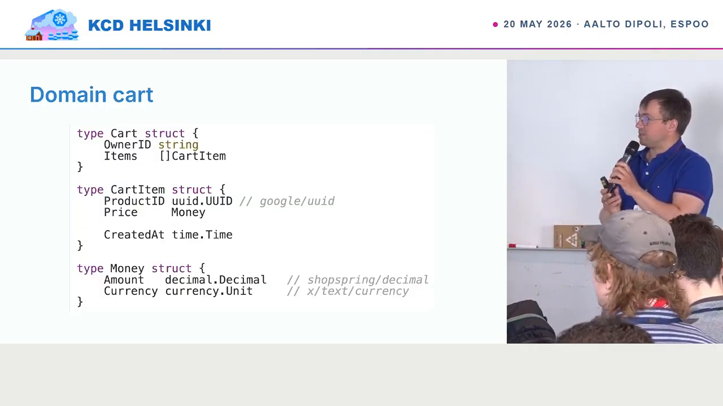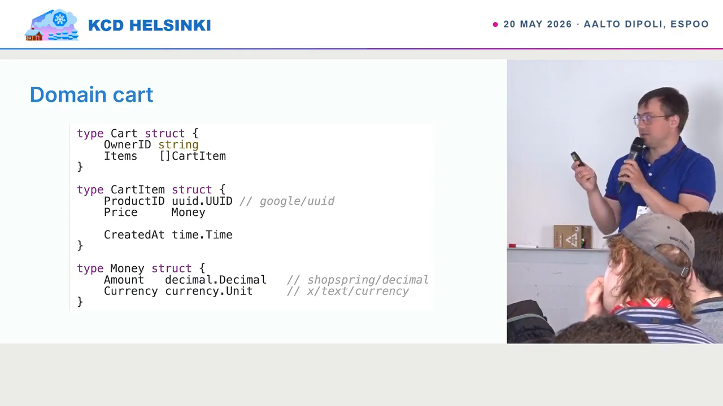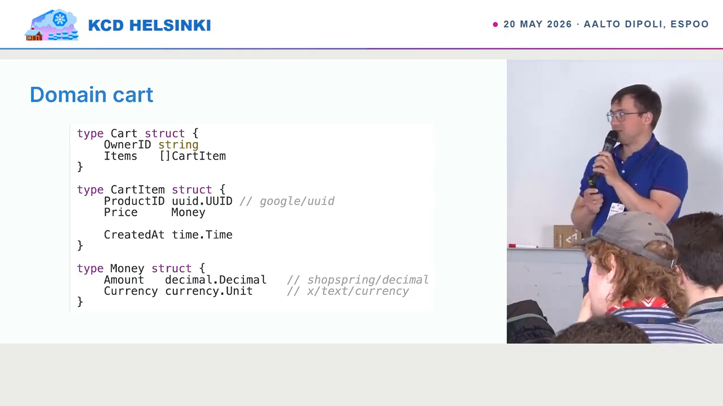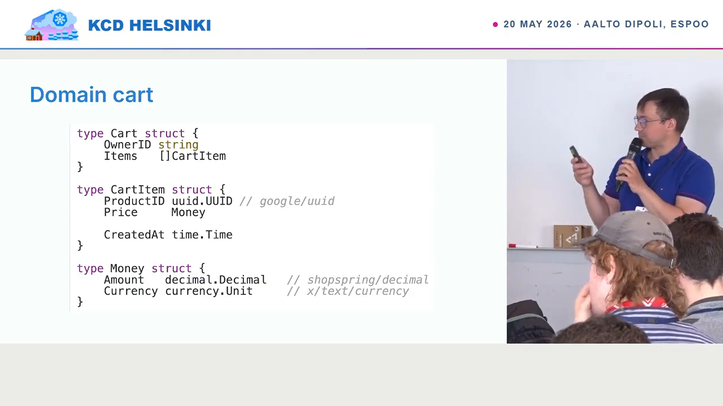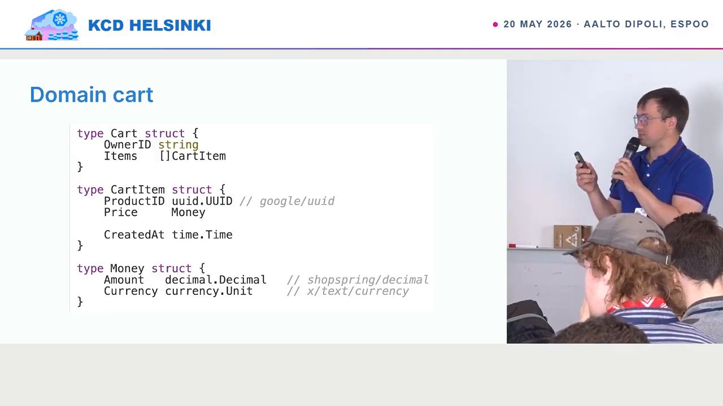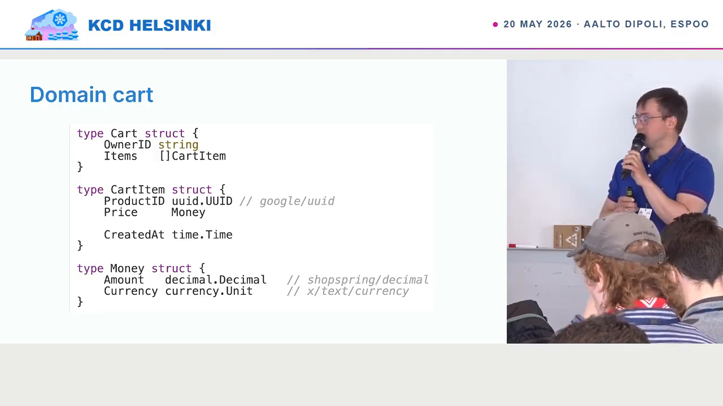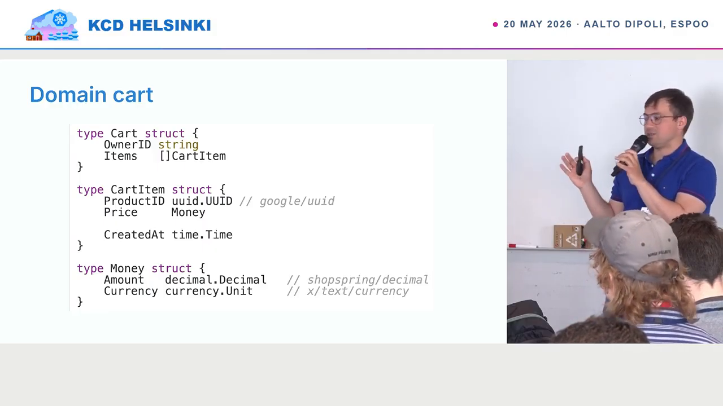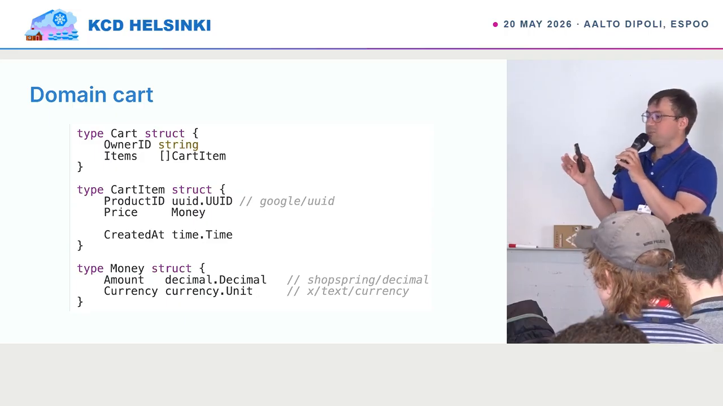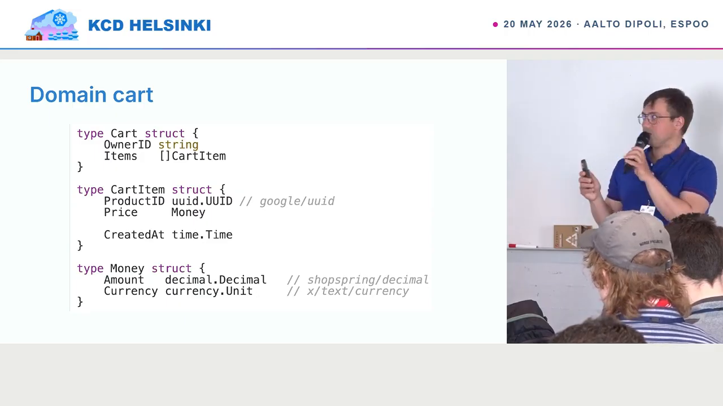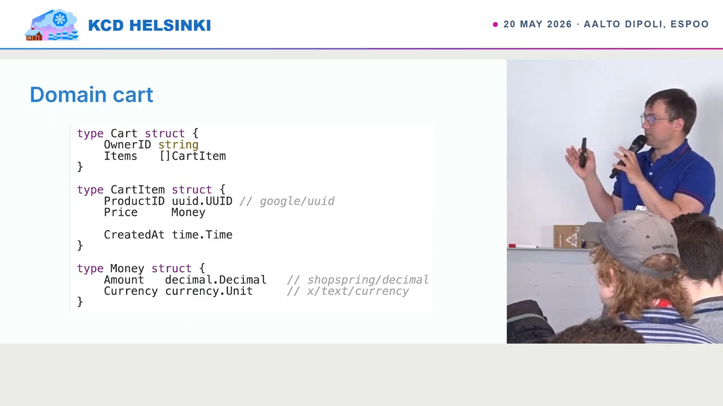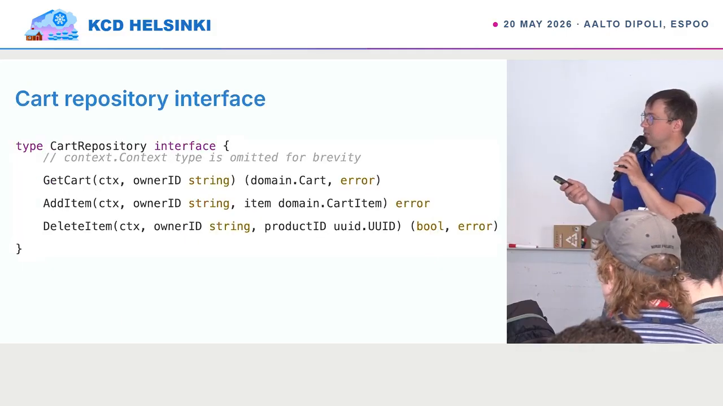So let's think of our domain, a card. The domain model can be represented this way. This is pure Go structs and some dependency libraries, but it has no dependency on SQL generated code. So it's completely isolated from sqlc.